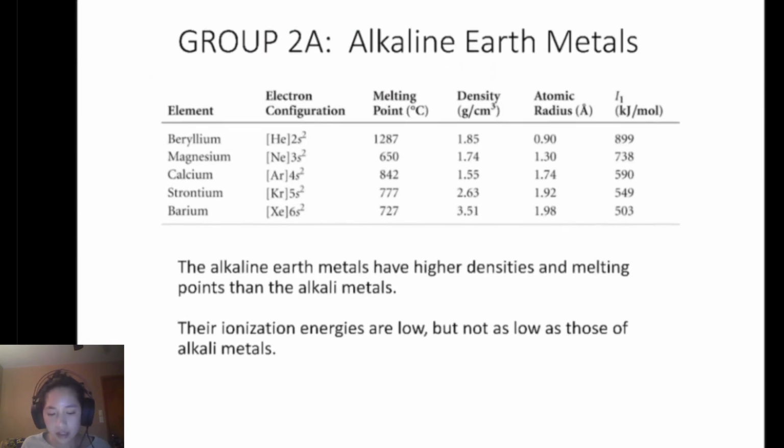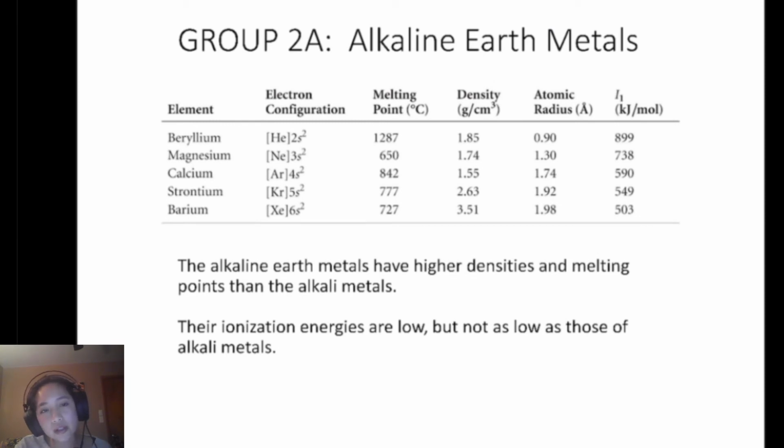All right. Next, let's talk about group 2A, the alkaline earth metals. That's beryllium, magnesium, calcium, strontium, barium. All of these have 2 electrons in their valence shells. Because there are 2 electrons in the s orbital, so it's completely filled, group 2A is much more stable than the alkali metals. The alkaline earth metals also have higher densities and melting points than alkali metals. Their ionization energies are low, so the energy required to remove an electron is low, but not as easy to remove an electron as with alkali metals. And again, this has to do with the filled s orbital here.